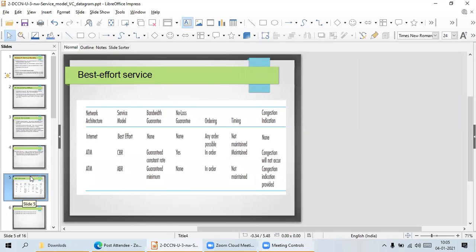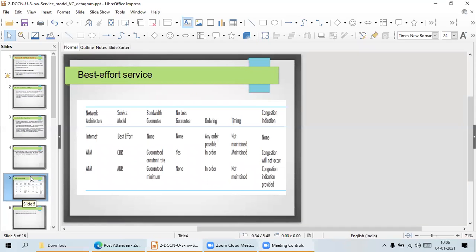In that case, there must not be any congestion. That is what we are going to guarantee. Why? Because the network layer itself is sending at a constant bit rate only, so we do not have anything particular to worry about.